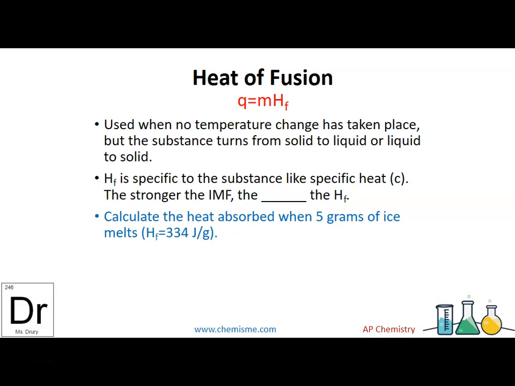And so an example would be: calculate the heat absorbed when 5 grams of ice is melting at 334 joules per gram. So 334 joules for every gram, but we have 5 grams. So I'm multiplying the numbers and we get 1670 joules, which would also be 1.67 kilojoules.